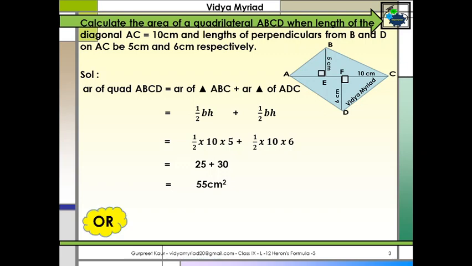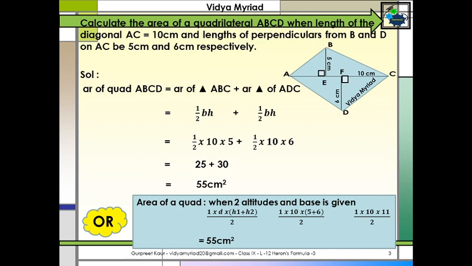The other way of doing it: you know the formula when 2 altitudes and the base are given, that is half into diagonal into height 1 plus height 2. You can put it into the equation and again you will get the answer as 55 centimeters square. Since in this chapter we are finding out the areas with the help of the formulas half base into height or Heron's formula, that's why I have tried to solve it like this. But you can also find out with the help of the one formula, that is half into diagonal into height 1 plus height 2, if it is given to you.